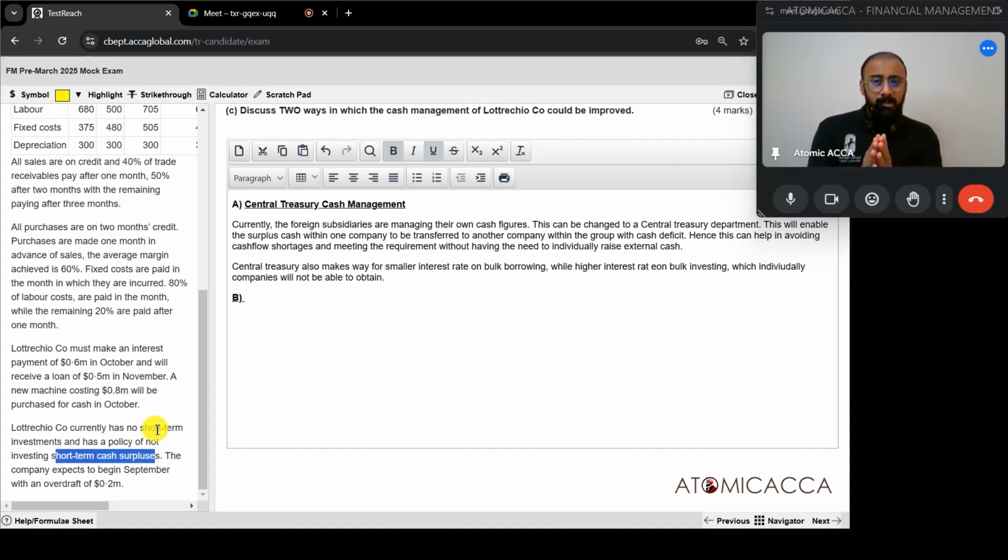Then you can say that company should avoid investing long term, because this is about short term cash surplus only. Second thing, you can talk about risk management as well, meaning when you're investing into short term also, you have to consider the fact that money can be withdrawn easily and there are no penalties for early withdrawal, and high returns are there, low risk is there. So you can give all these points in order to crack that particular marks.